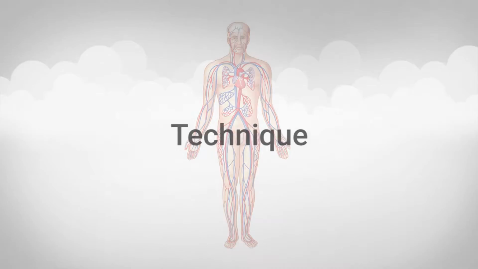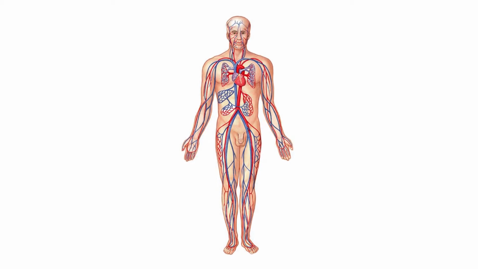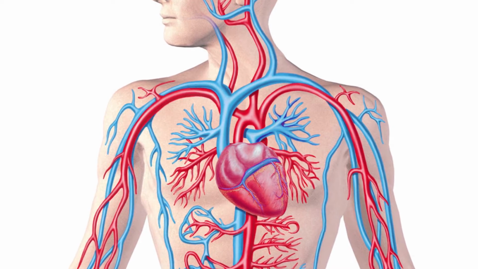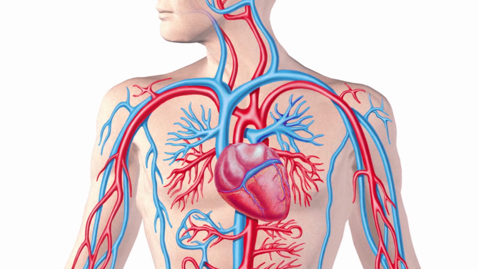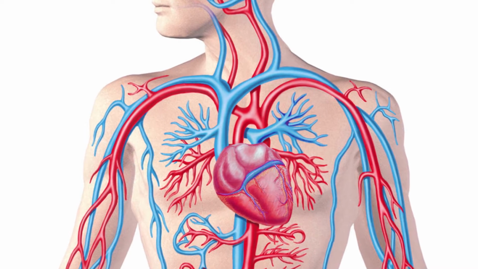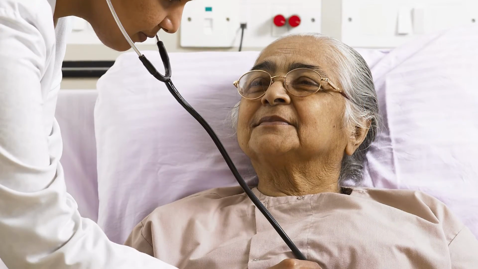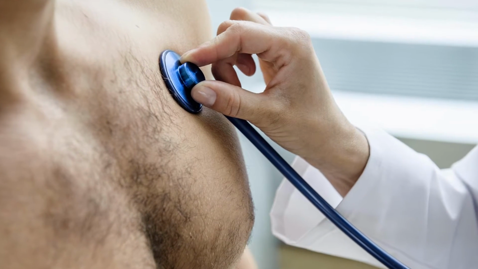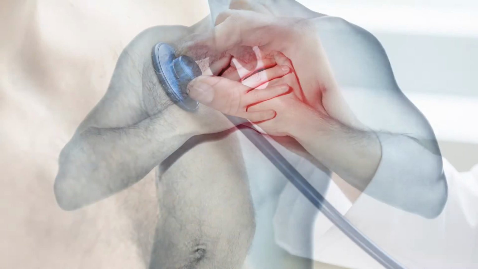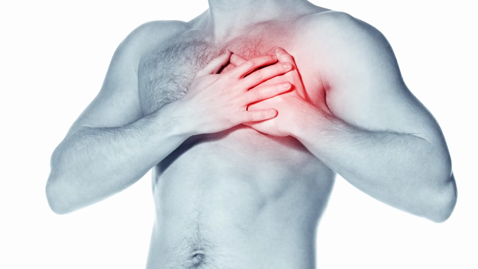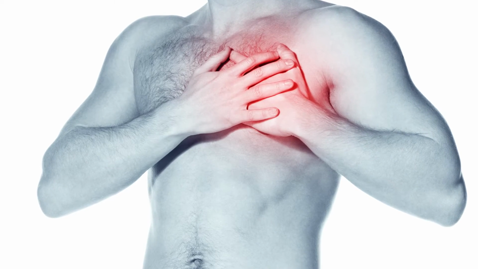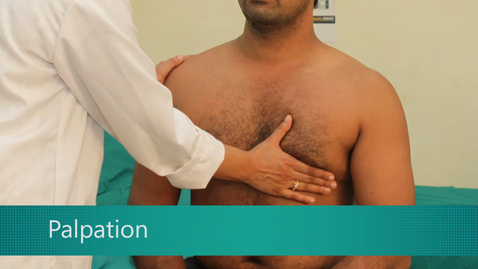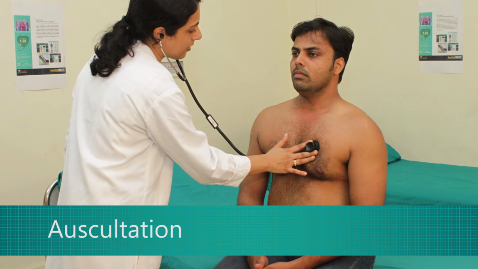Technique. The evaluation of the cardiovascular system includes a thorough medical history, a detailed examination of the heart and the peripheral, arterial and venous circulation, and appropriate laboratory studies. A careful assessment will enable the examiner to identify the etiologic, anatomic, and physiologic components of a specific cardiovascular disorder as well as to determine overall cardiac function. The examination involves inspection, palpation, and auscultation of the heart and vessels.